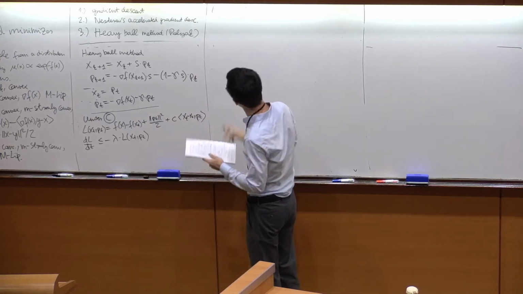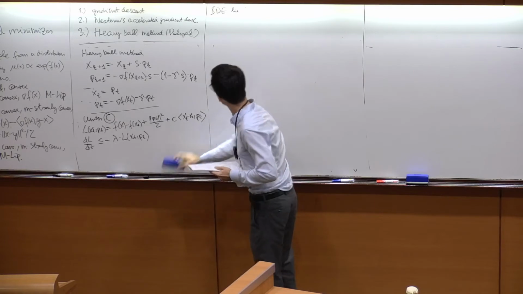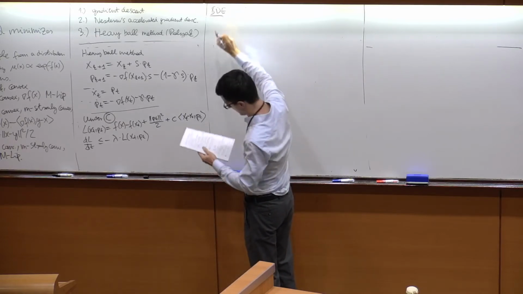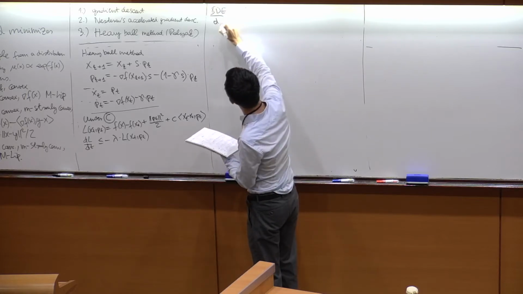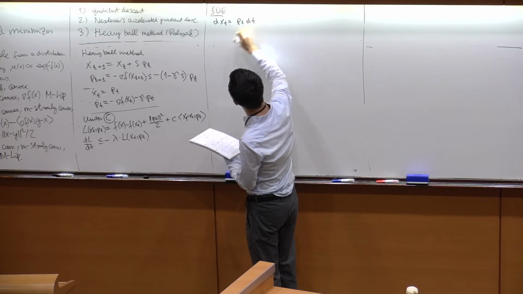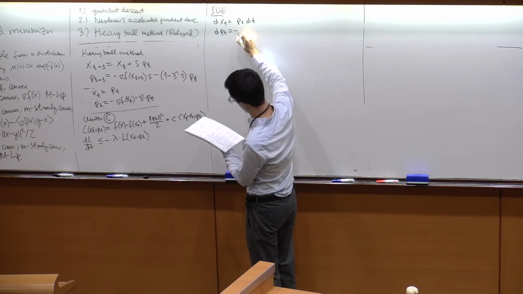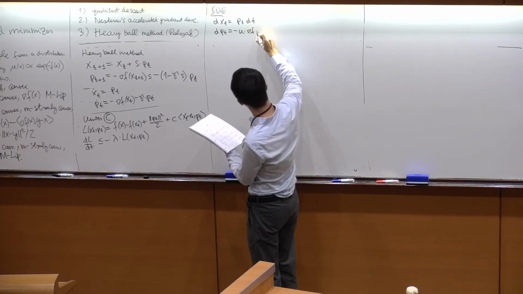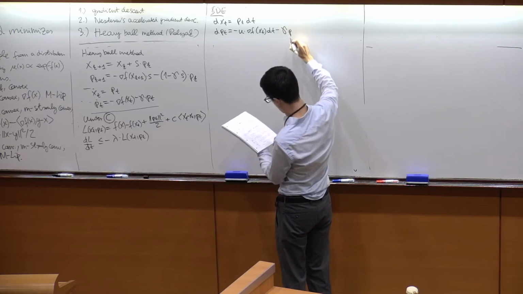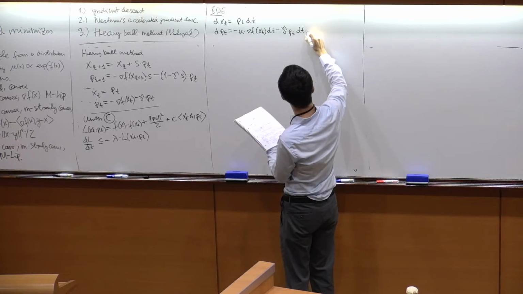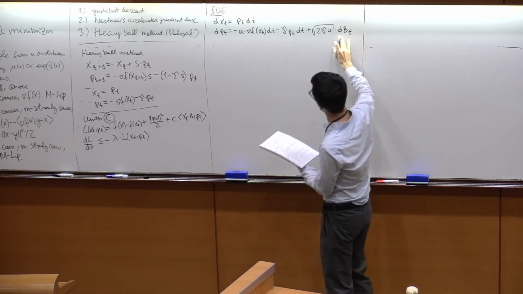So in this case, the SDE limit, okay, so the SDE for this is dx_t equals p_t dt, dp_t equals minus u times the gradient of f(x_t) dt minus gamma times p_t dt plus square root of 2 times gamma times u times dB_t. So this is just a d-dimensional Brownian motion.